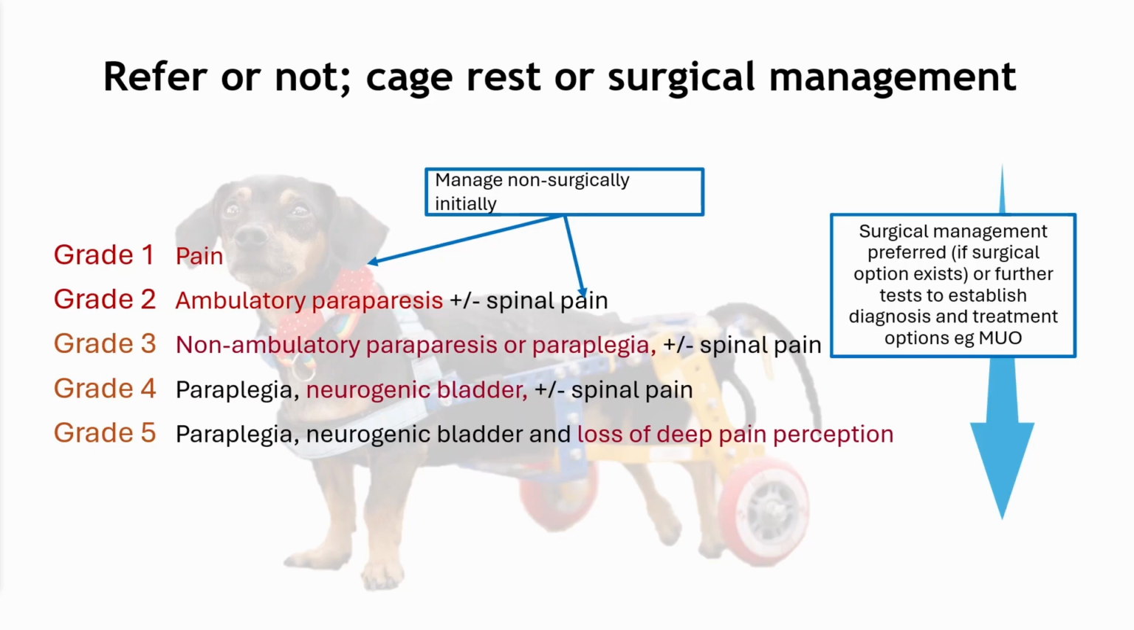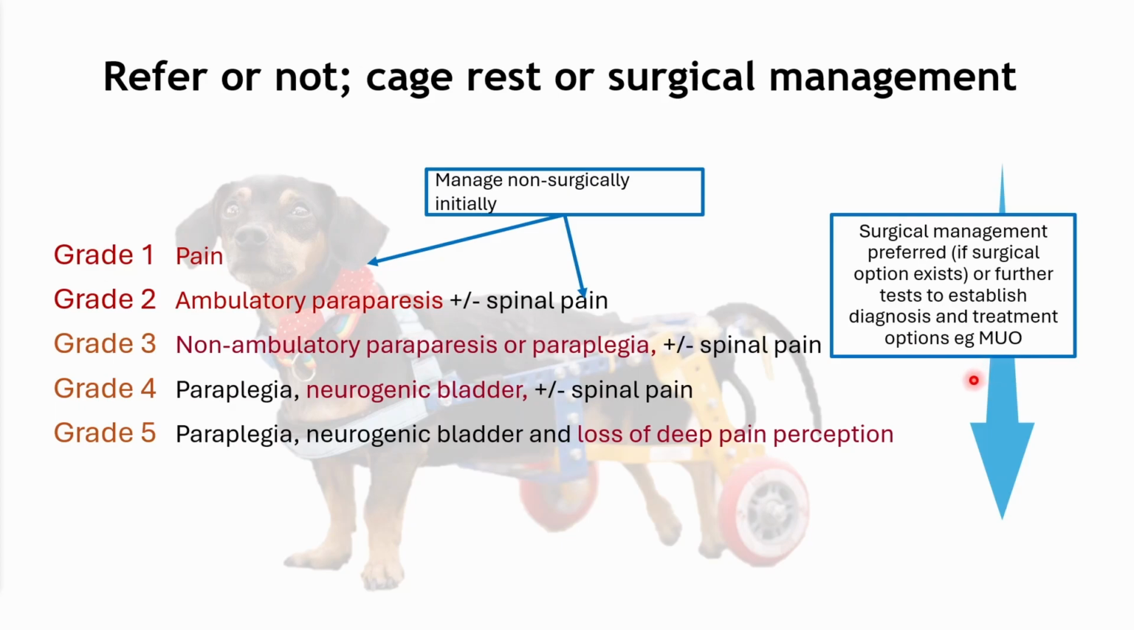Cage rest or surgical management? Well, certainly with grade 1 to 2, I will suggest that they are managed non-surgically initially. And whether or not you manage surgically will often depend on owners' finances and the availability of other tests. If the animal is more severe, it is certainly worth trying to establish a diagnosis, because there may be other treatment options.